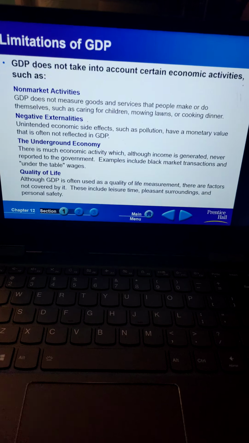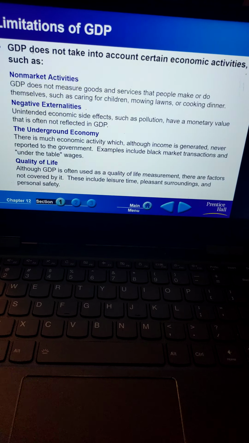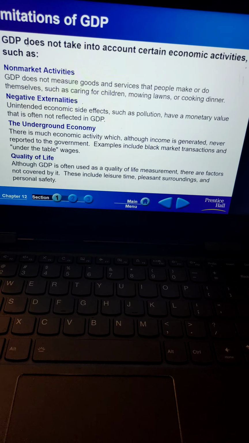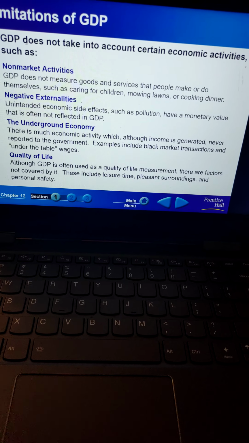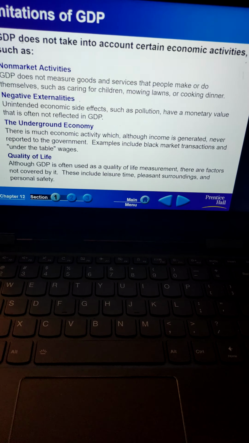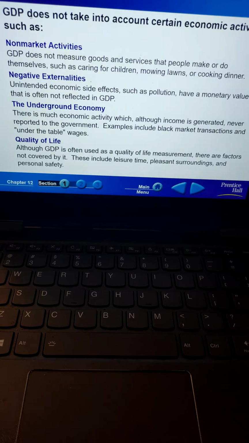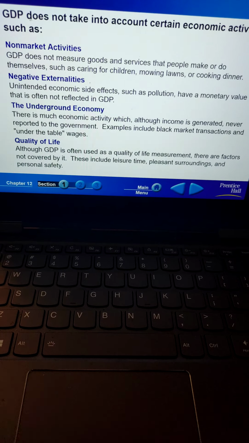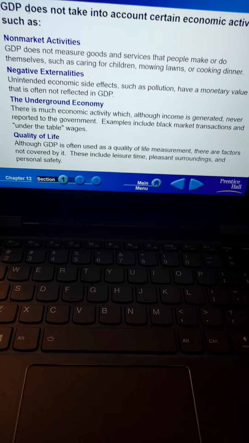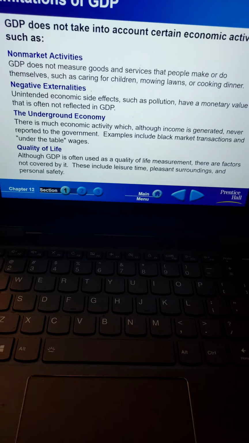So here are some of the limitations to GDP. It doesn't actually take into account a lot of things. For example, GDP doesn't measure non-market activities. So if you babysit, if you mow someone's lawn or do errands for someone, if you make someone food, you're not being paid to do those things. And so that activity, despite it still being technically an economic form of activity, doesn't go into GDP.